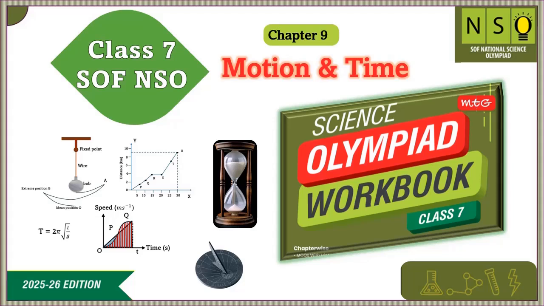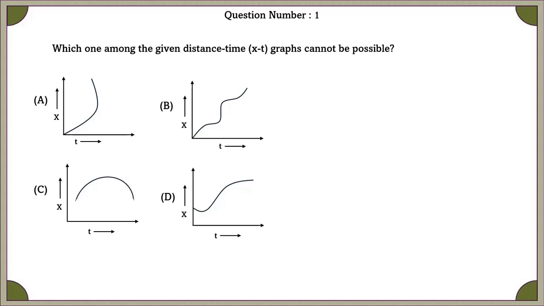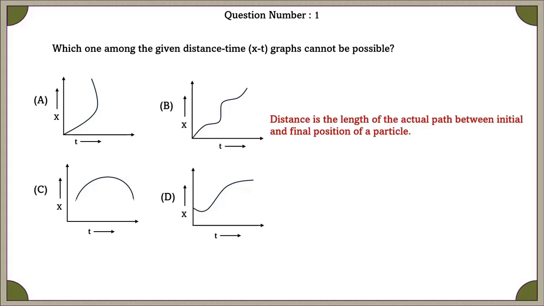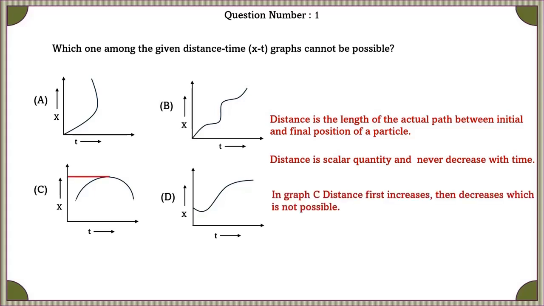Class 7 SOF NSO Chapter 9 Motion and Time. Question number 1. Which among the given distance time graphs cannot be possible? Distance is the length of the actual path between initial and final position of a particle. Distance is a scalar quantity and never decreases with time. In graph C, distance first increases, then decreases, which is not possible.